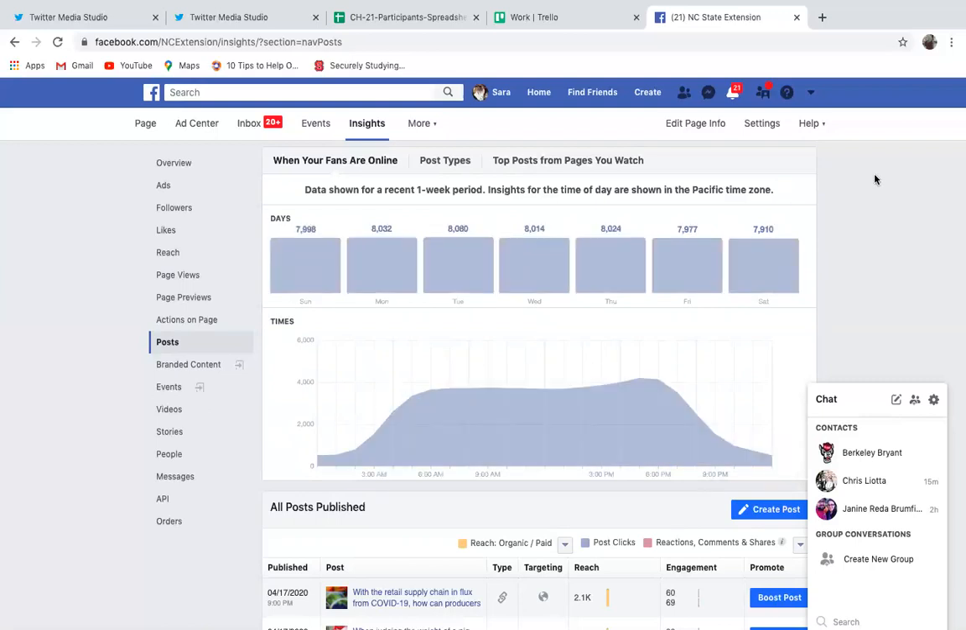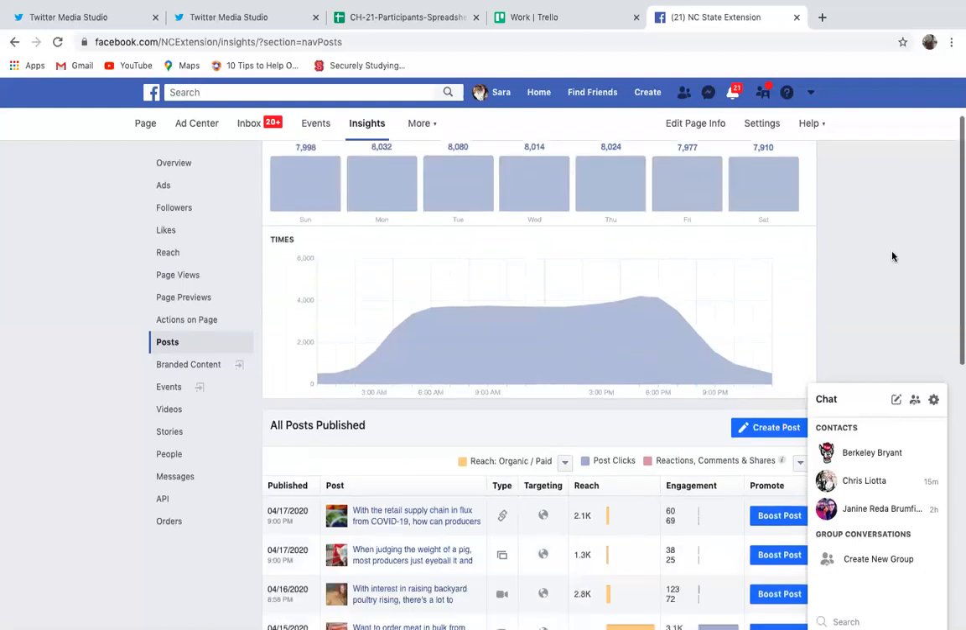And then you can look at the time. So the peak here is 6 p.m., which with Eastern Standard Time would be 9 p.m. So that's about the time when I tend to post to our Facebook page.